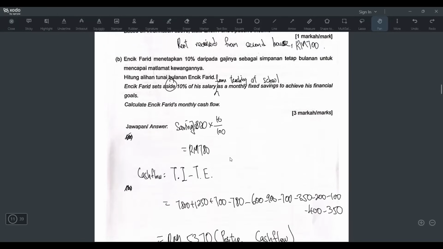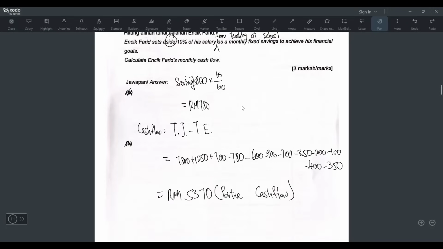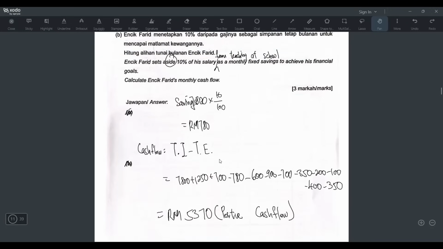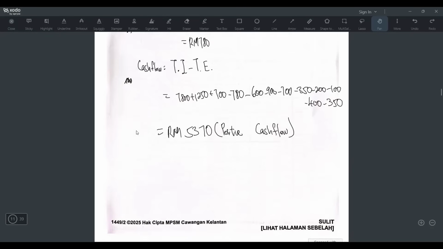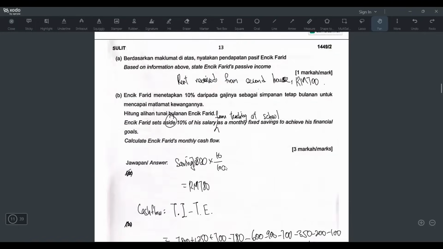Okay, I think that's all right. They never ask you to explain your answer or write down anything. So yeah, that's all. But if they ask to explain, then you just explain, just write lah. Encik Farid has a surplus of 5370 after deducting all the expenses. Surplus means lebih lah. Dia ada lebih. After you tolak the expenses, there's still extra positive cash flow. Okay, that's all.